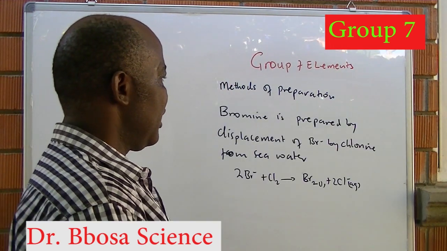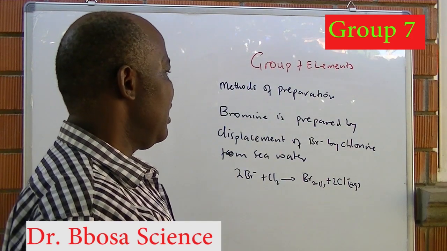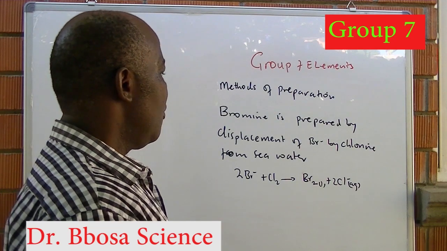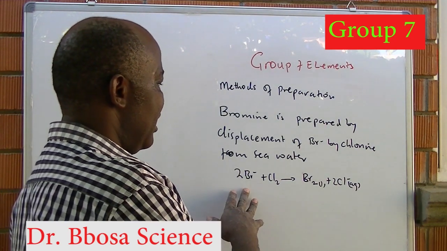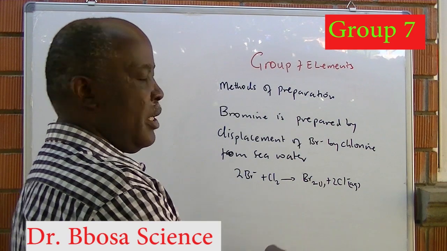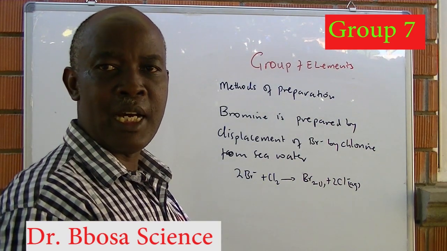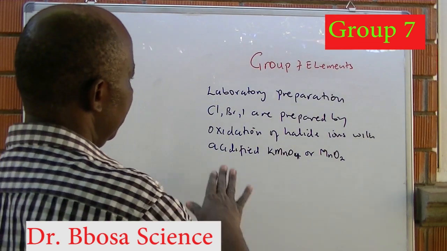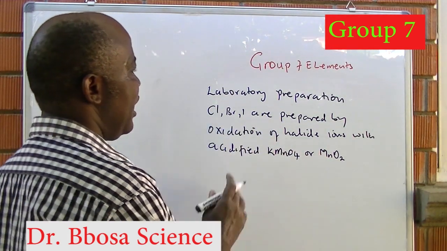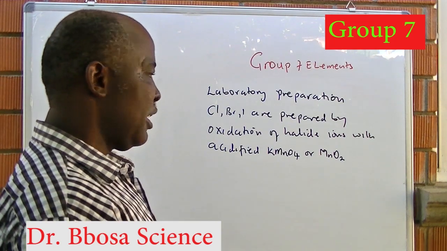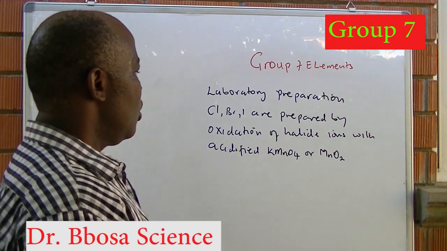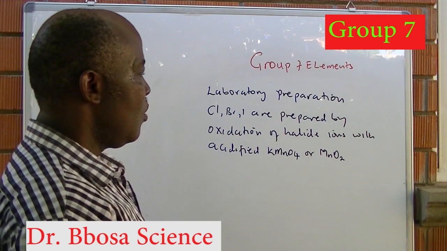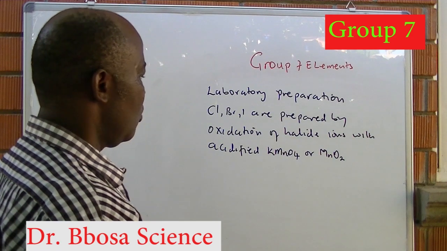In the industrial process, bromine is prepared by displacement of bromide ions by chlorine from seawater. So bromide ions plus chlorine give bromine plus chloride ions. Laboratory preparation: chlorine, bromine, and iodine are prepared by oxidation of halides with acidified potassium permanganate or manganese dioxide.